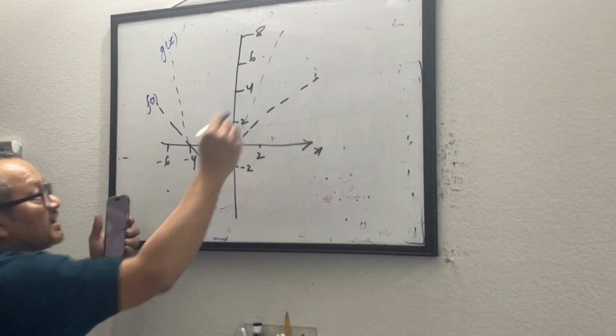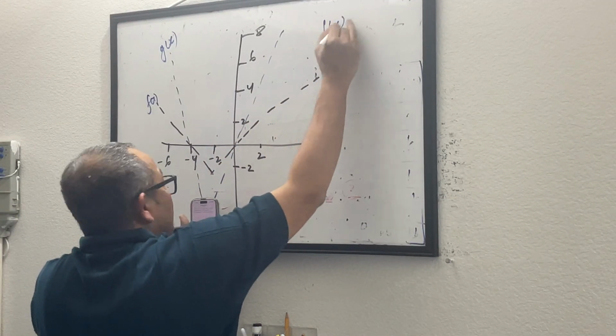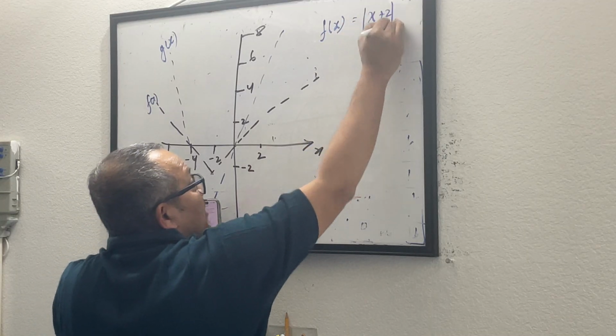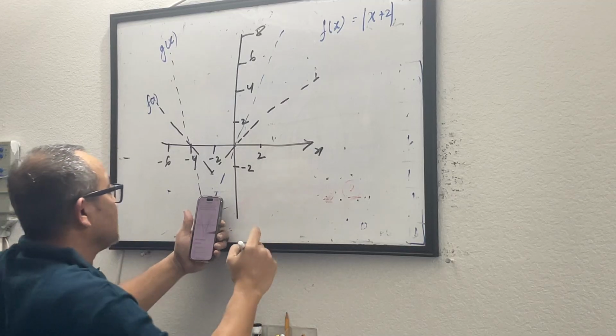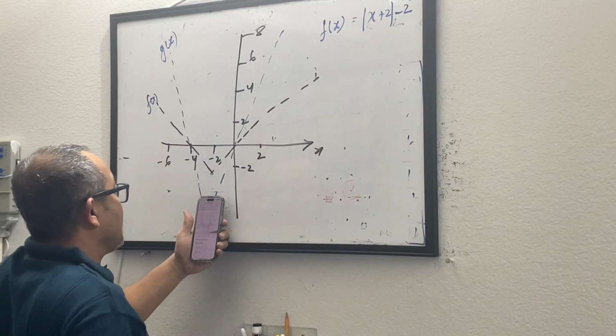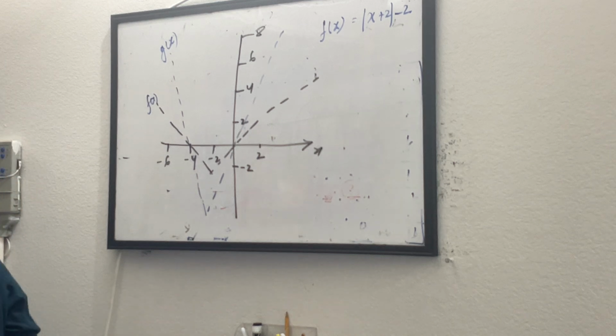f of x is equal to mod of x plus 2 minus 2. So we are talking about an absolute value function. And g is a vertically scaled version of f of x.